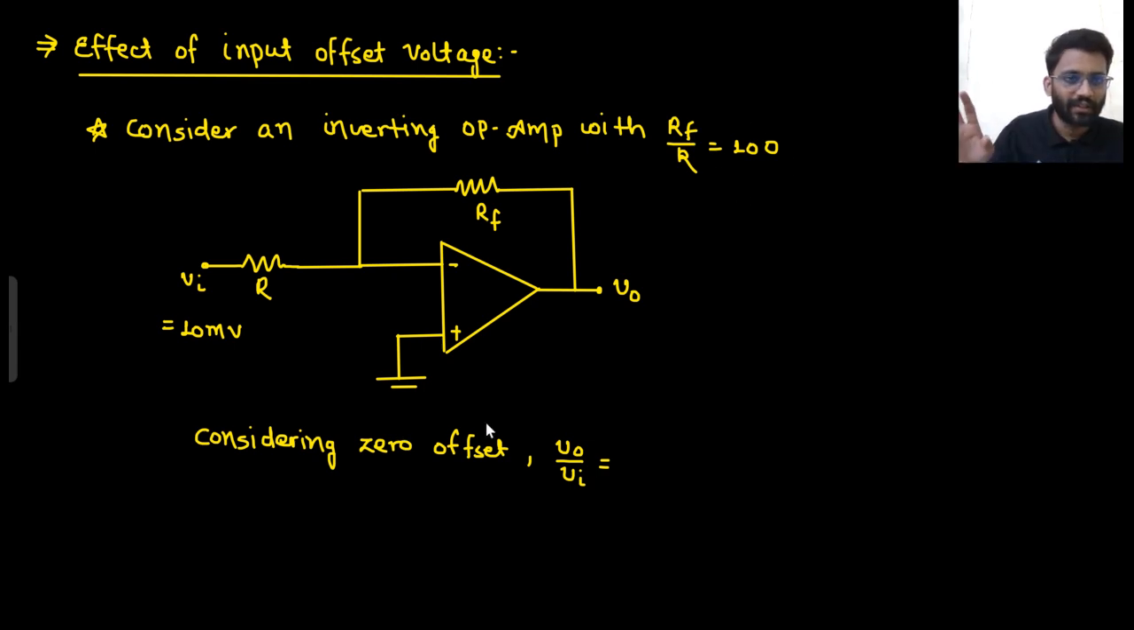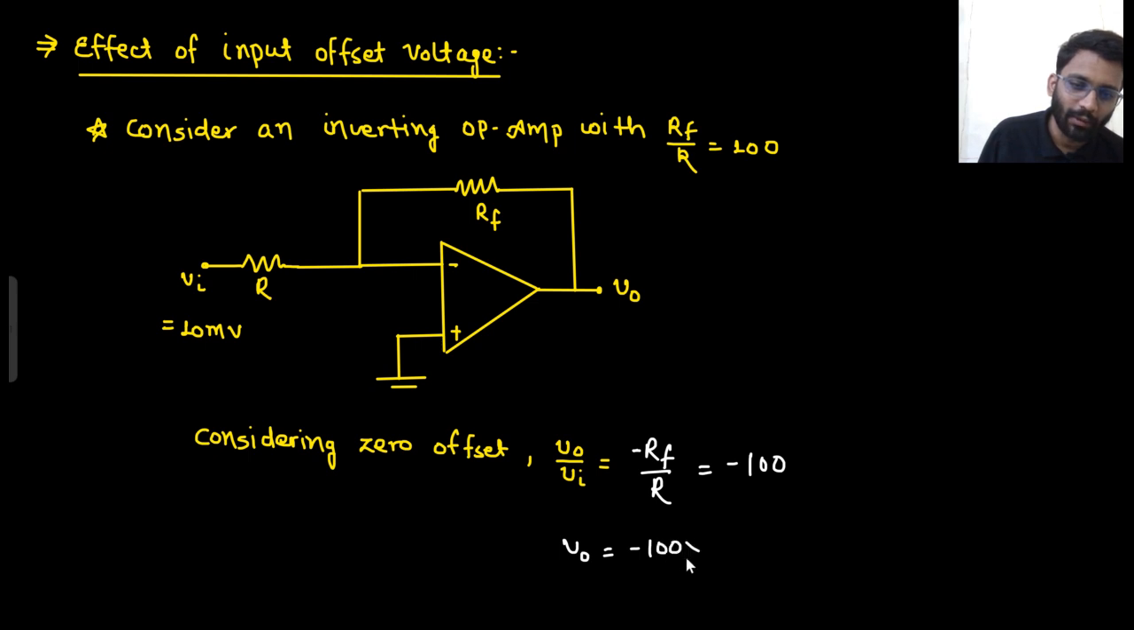Now there is no offset. I do not talk about any offset here. Considering 0 offset, what will be your output voltage? Your output voltage will simply be minus RF by R, right? V0 by Vin would be minus RF by R. So you can say it would be minus 100. So what will be your V0? Your V0 will be minus 100 into Vin. Vin is 10 millivolt. So your V0 will be minus 1 volt. This will be your V0, right?